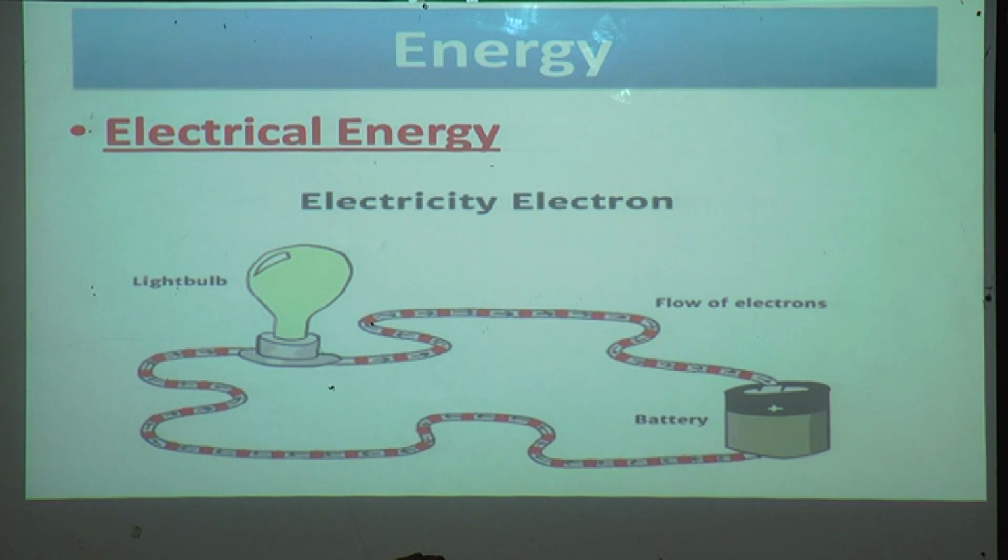The electrical energy flows from the battery to the bulb, to turn on the light or some other gadgets. From that battery the light will get energy and it will turn on.